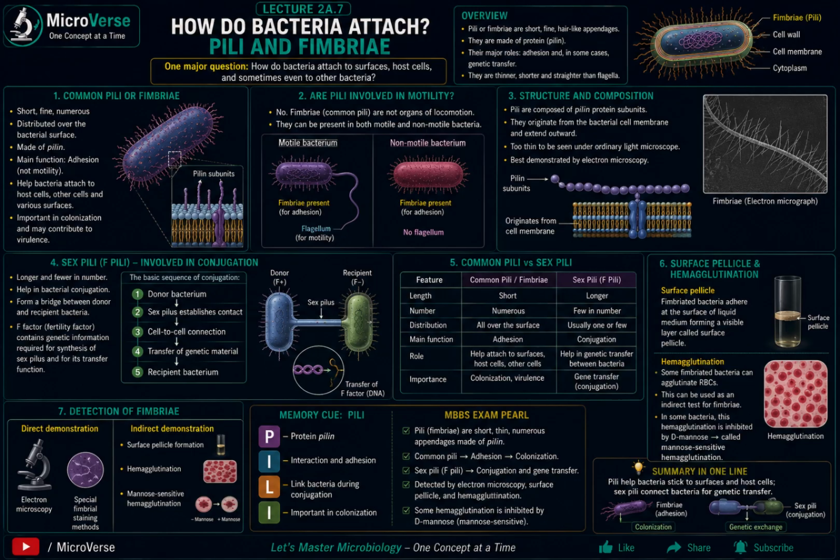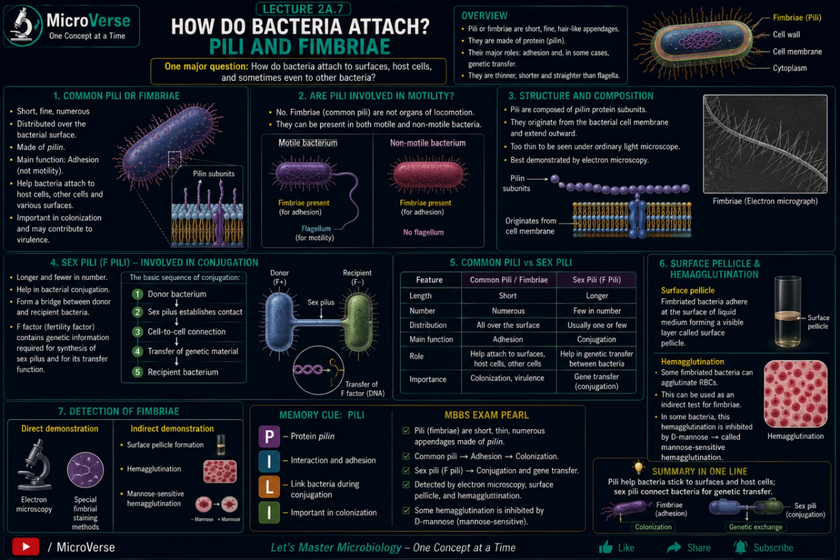Then structure and composition. Pili are composed of repeating protein subunits called pilin. This structure originates from the bacterial cell membrane and projects outwards as a fine surface filament. Because they are extremely small, fimbriae are generally not seen with an ordinary light microscope. For direct visualization, electron microscopy is used.